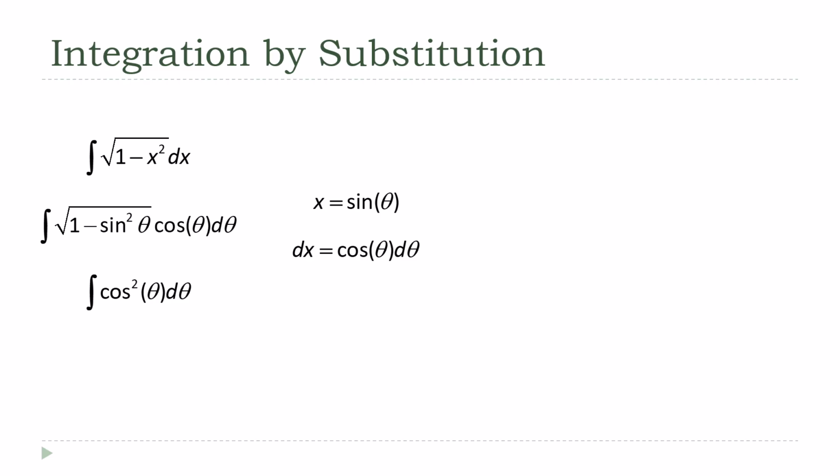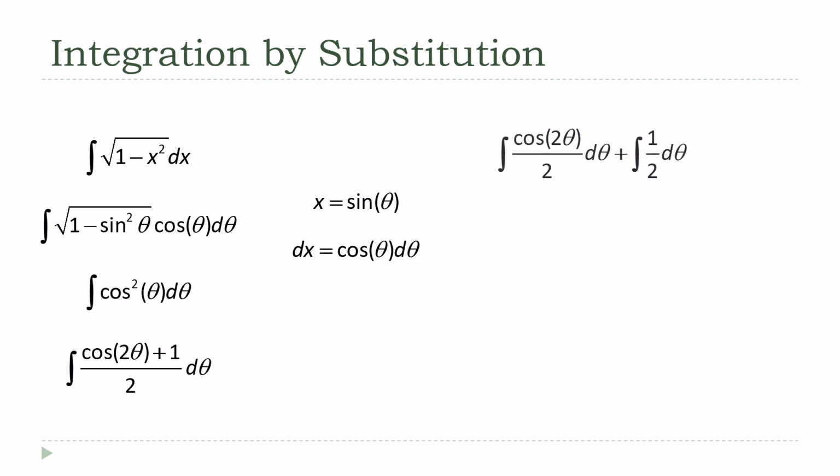Now, it might not be obvious how that helped, because I don't know what that is. I don't know a function that if I differentiate it, I get cosine squared. Well, here's what I'm going to do. I'm going to do a trig substitution. Cosine squared theta is equal to (cosine 2 theta plus 1) divided by 2. Okay, well that's looking a little better. Now I'm going to split that up.